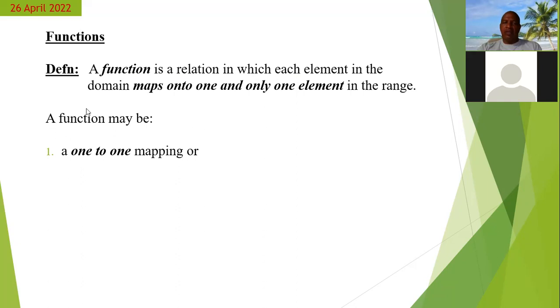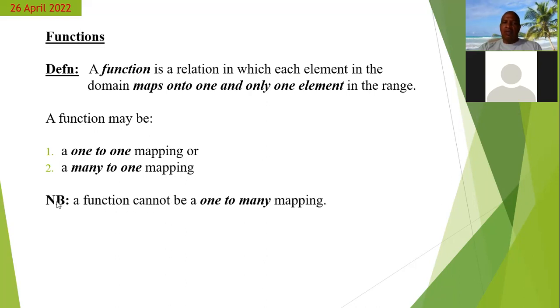All right, now the mapping of a function can either be a one-to-one mapping, or it can be a many-to-one mapping, right? Now, a function cannot be a one-to-many mapping. All right, so if you have a relation that gives you a one-to-many mapping, then we don't classify that relation as a function. That relation would just simply be a relation, but not a function.